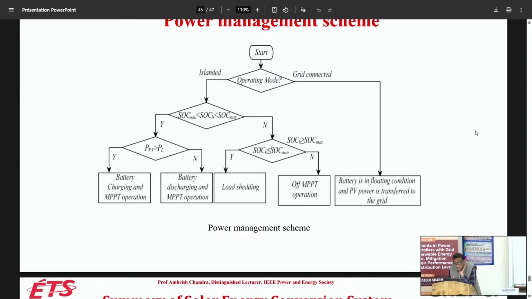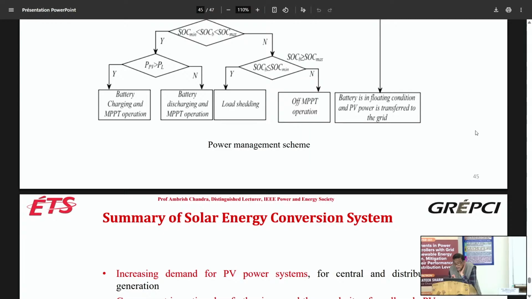Summary of solar energy converter system: increasing demand for PV power for central and distributed generation. Government incentives have further increased the popularity of small scale PV systems. Classification of various VSC based single phase and 3-phase configurations have been investigated for feeding. The multifunctional PV and VSC simultaneously help in power quality improvement. Okay.